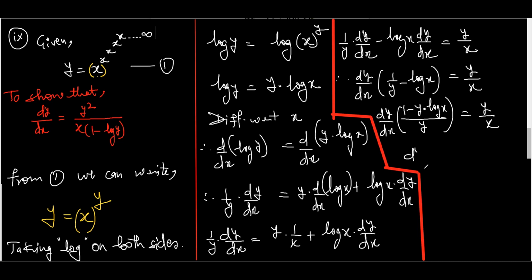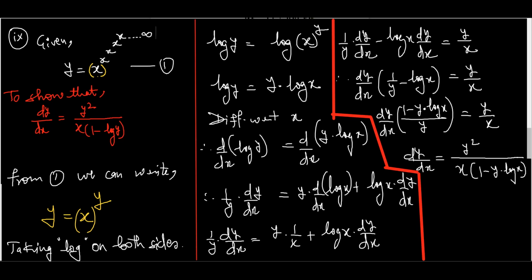So finally you got dy by dx as y square upon x into 1 minus y log x. Whatever you have with dy by dx, you will have to take to the other side, right? So y will go in the numerator and become y square, and this will come in the denominator. So you got something as your dy by dx.